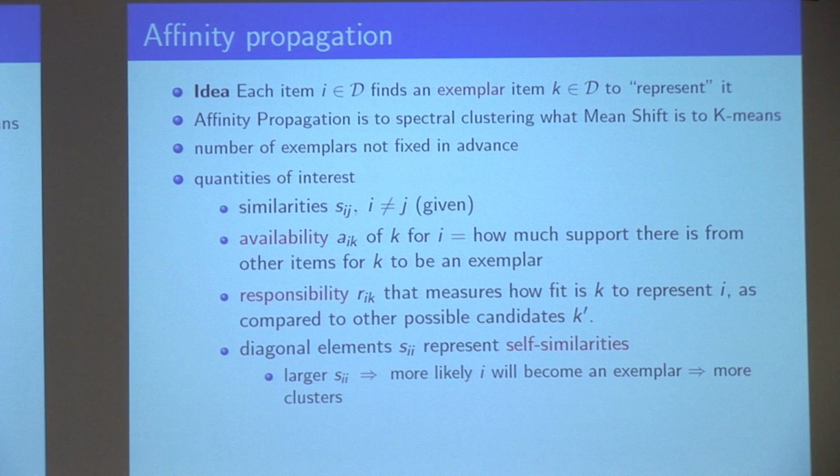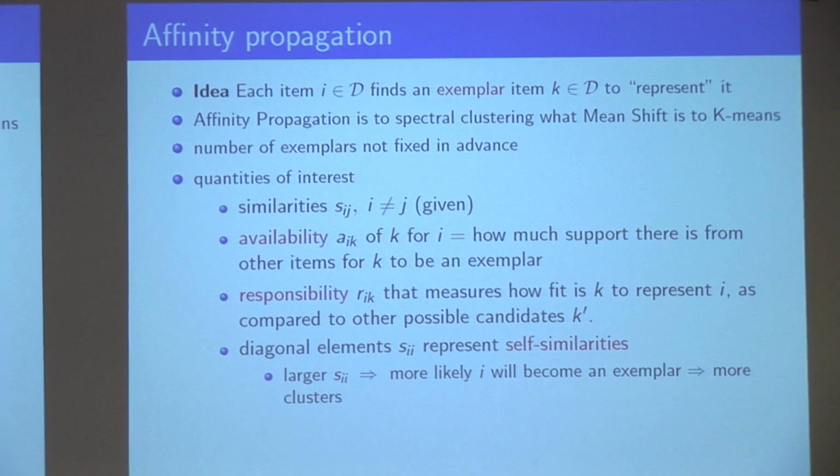And the responsibility is the opposite: how good is node k to represent node I. It's not how much I likes k, but how much k is good for I. So if you think of voting, AIK is the popularity, and RIK is the responsibility. Responsibility is how much this particular candidate reflects my views, and AIK is its chance of being elected. And the clustering basically balances these two.